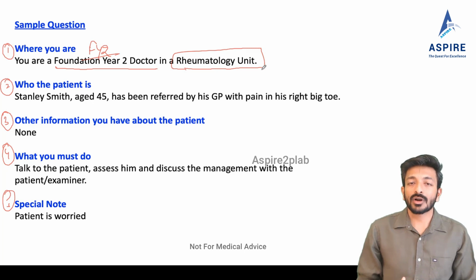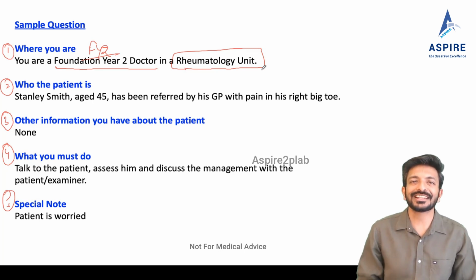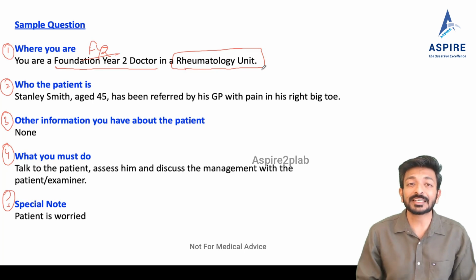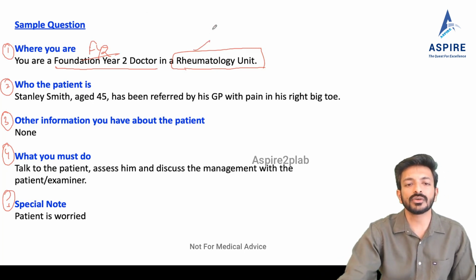So moral of the story, it's very important to know where you are. For example, you are in psychiatry and you say at the end of the station, I'll refer the patient to psychiatry. Does that make sense? You are in psychiatry and you're telling the patient I will refer you to a psychiatrist. That doesn't make sense. It means you're not oriented to time, place, and person. So you have to be very, very careful. Read very carefully which department you are in, whether rheumatology, psychiatry or medicine. And always you will be FY2, a junior doctor, right?